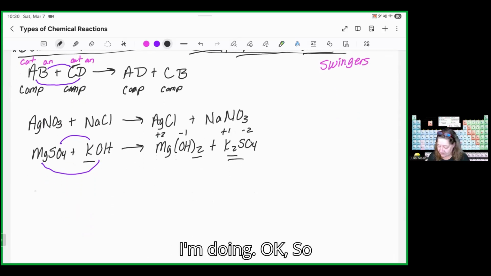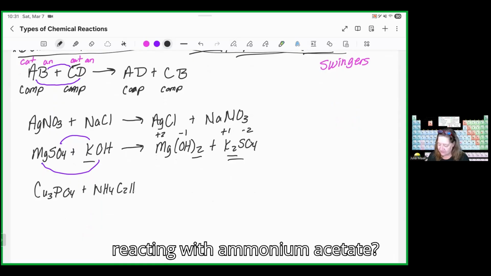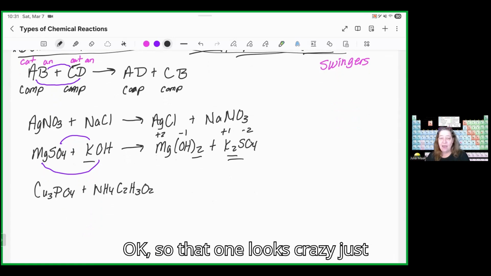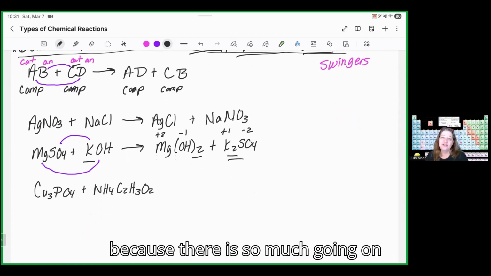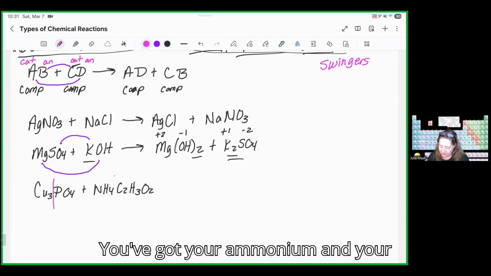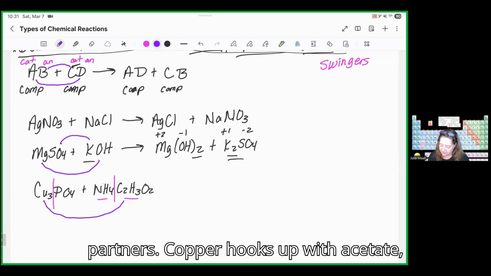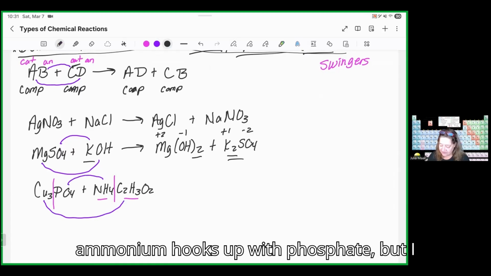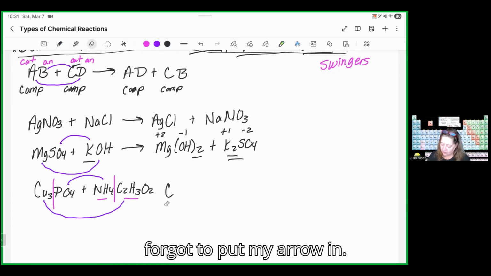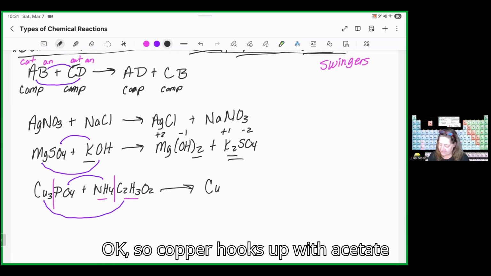Okay, so what if we had, say, copper 1 phosphate reacting with ammonium acetate? Okay, so that one looks crazy just because there is so much going on there. But recognize your ions, right? You've got your ammonium and your acetate. So they're going to switch partners. Copper hooks up with acetate. Ammonium hooks up with phosphate. Oop, I forgot to put my arrow in. Okay, so copper hooks up with acetate.